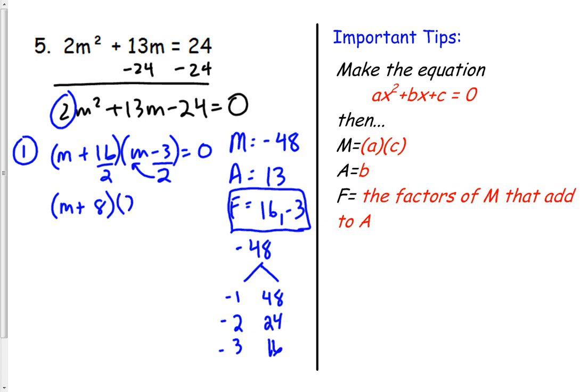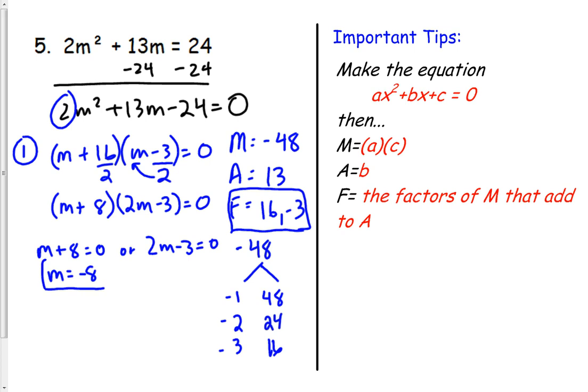So what this becomes is 2m minus 3. So it's m plus 8 times 2m minus 3. And now if I'm solving this equation, I just use my zero product property, which says if this times this makes 0, then either one or both things have to be 0. It's the only way you can multiply two numbers and get 0. So either m plus 8 equals 0 or 2m minus 3 equals 0. If m plus 8 equals 0, m equals negative 8, which is one solution. If 2m minus 3 equals 0, then m equals 3 over 2, which is my second solution. That's the first method.